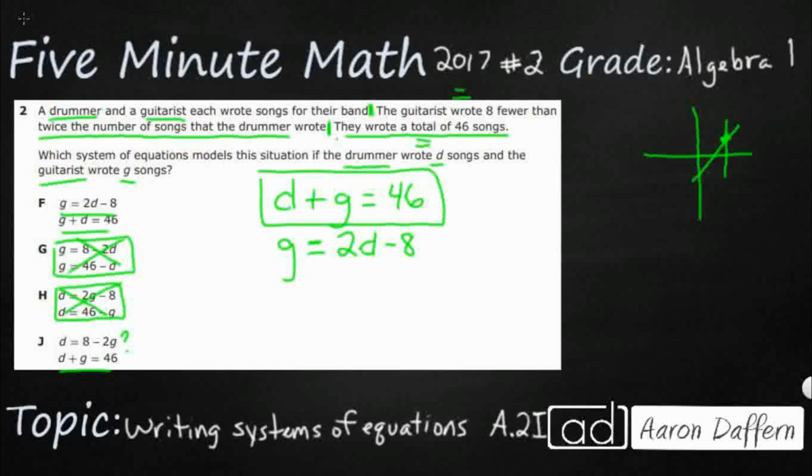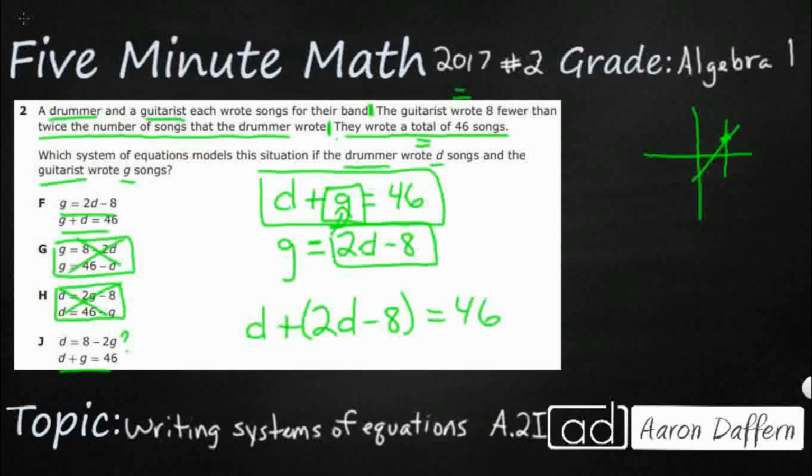Now, if we wanted to solve it, how would we? Well, look, they've already given us G equals 2D minus 8. So we would just take this and substitute in. Since G equals 2D minus 8, we would just say D plus, and instead of this G, I'm going to write 2D minus 8 equals 46.